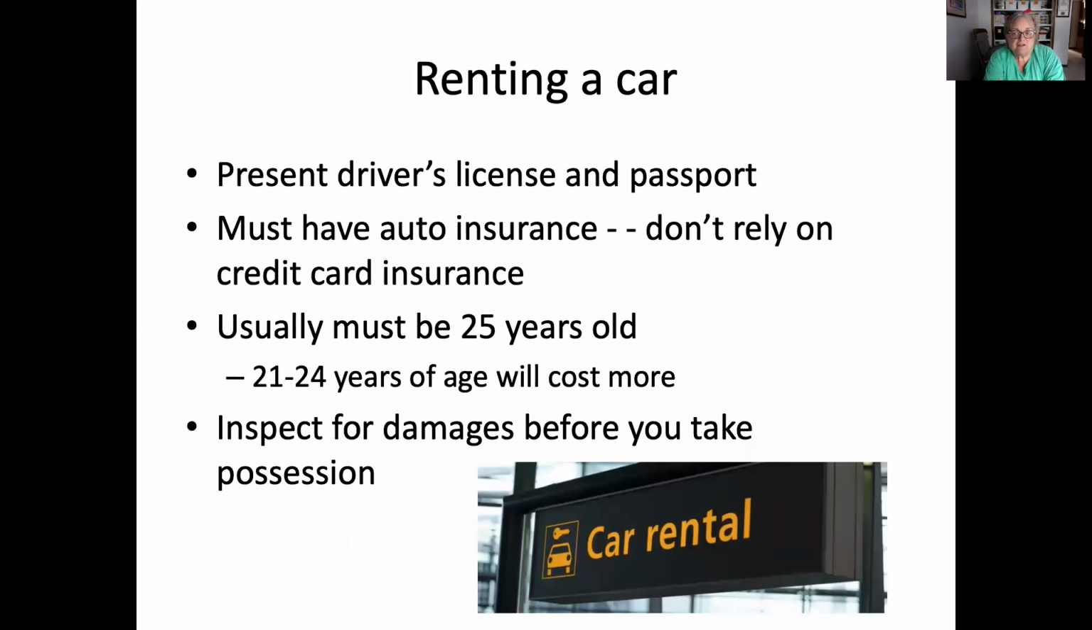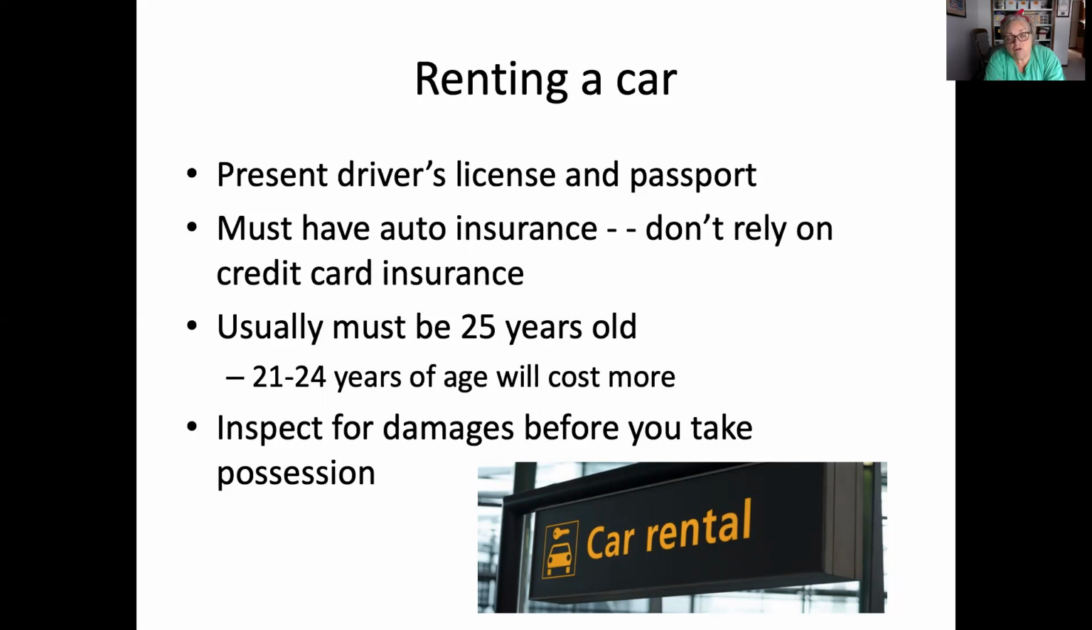Lots of international students want to rent a car before maybe they buy one, or they want to rent a car because they want to go on a road trip over spring break or the holidays. You must have a valid driver's license and passport, and you must be able to present those when you are renting the car. You must have auto insurance. Don't rely on your credit card insurance.